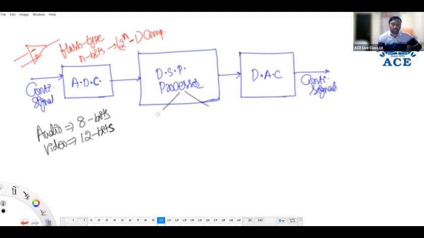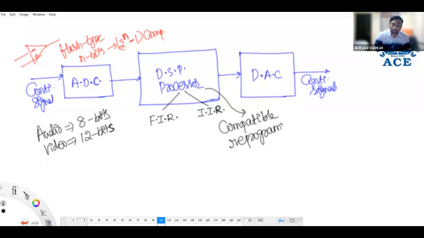When you are designing a DSP processor, depending on the application, it may be an FIR filter or IIR filter: finite impulse response, infinite impulse response. The main advantage of this system is DSP processors are compatible and reprogrammable. The same processor can be used for multiple applications. Compatible means you are in a position to carry equipment from one place to another easily, sir.